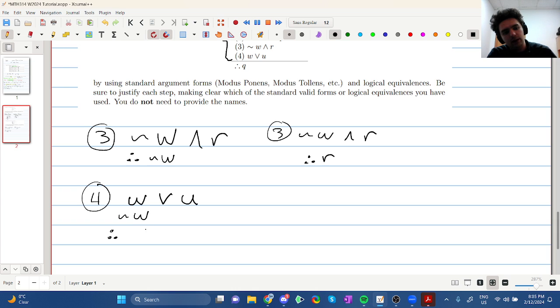Therefore, U must have happened. Just logically here, if we know either event W or event U happened, and event W didn't happen, therefore it must have been event U that happened. So we're getting a lot of values here. We know that W didn't happen, we know that R happened, we know that U happened. And this is just from those last two.